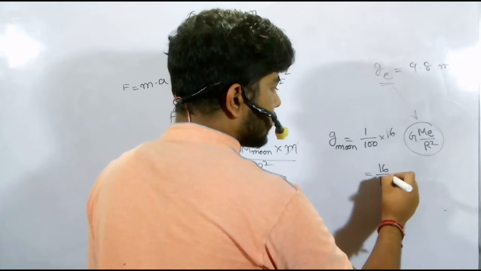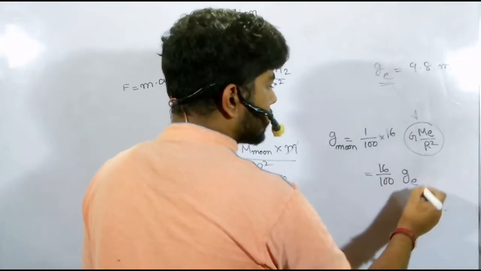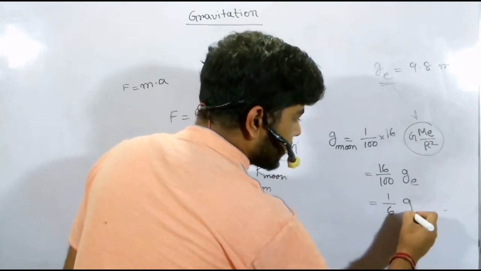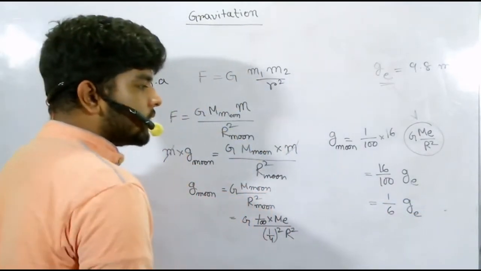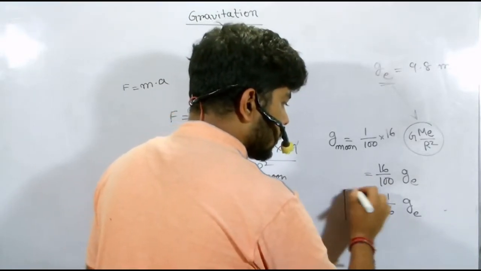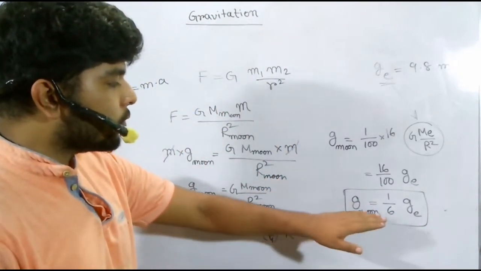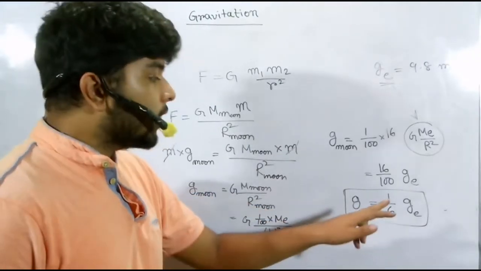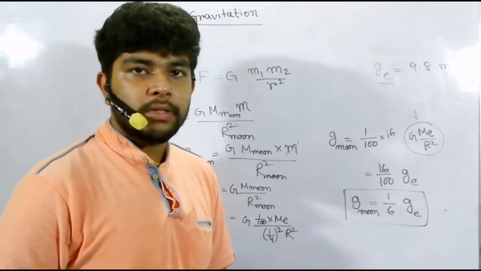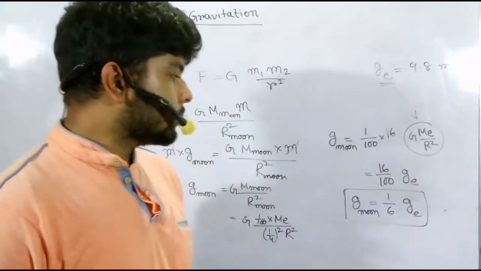So 16/100 means this is g of earth. So this will be 1/6, almost 1/6, not exactly 1/6, but almost 1/6. So we have proved that the acceleration due to gravity on the surface of the moon is 1/6 of the acceleration due to gravity on the earth's surface, right? So the gravity on the moon is 1/6 of the gravity of the earth.